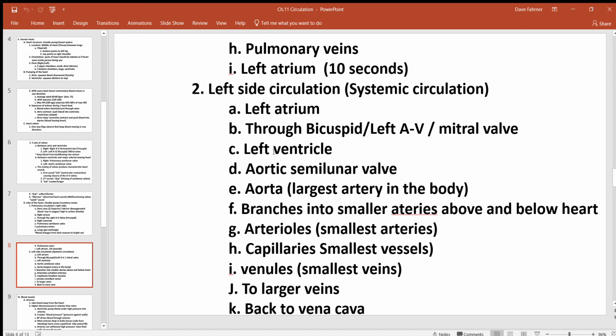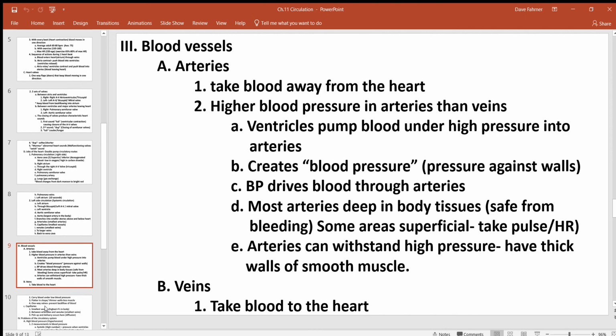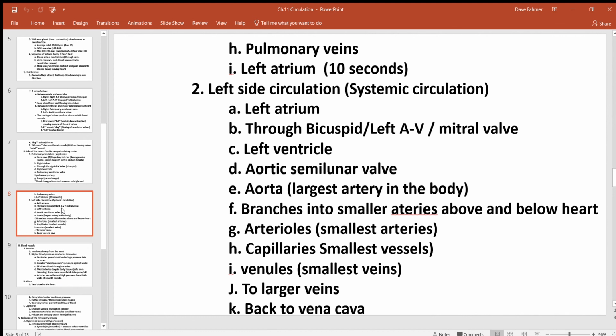From the capillaries, blood goes into the smallest veins, which are called venules, and then into larger veins, until eventually they're led back into the 2 largest veins of the body, the vena cava, the superior and inferior vena cava. And then the blood will return, and we start our route back to the right atrium, and it starts all over again. Generally speaking, the circulatory route takes about a minute in a normal person.